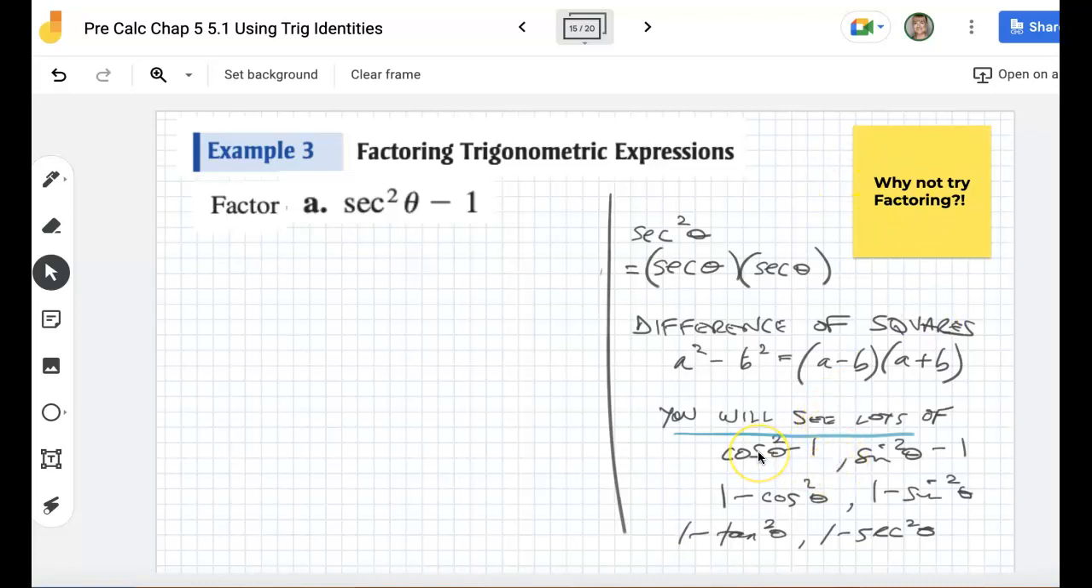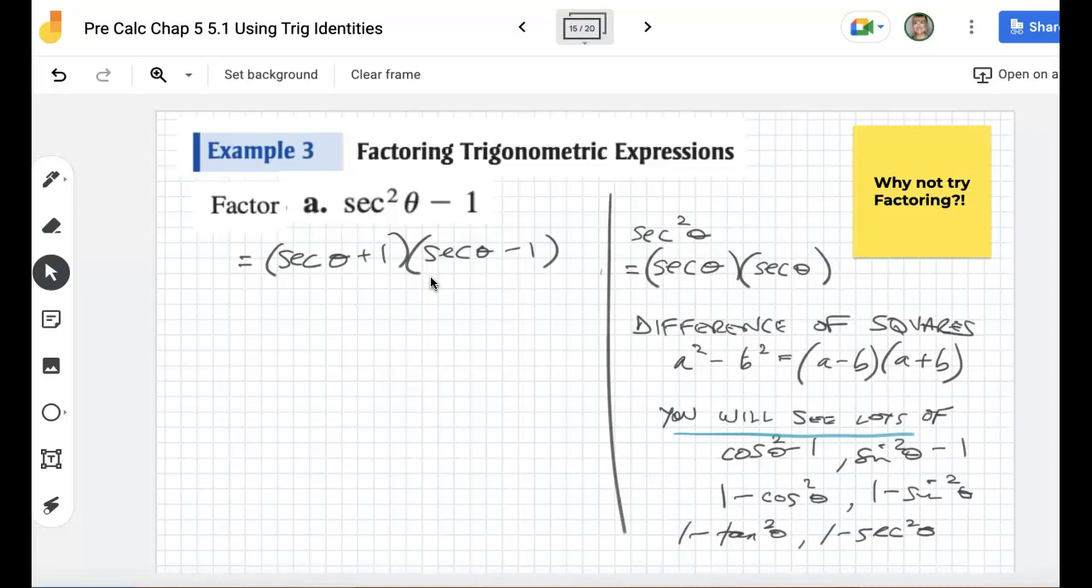You will see a lot of cosine squared theta minus 1, sine squared theta minus 1, 1 minus cosine squared theta, or 1 minus sine squared theta, or 1 minus tangent squared theta. And in each of those cases, you need to be able to factor using difference of squares. The factoring of difference of squares follows a very straightforward and easy to follow pattern, even more so with these trig ones, because the number 1 is involved so much. You're going to have a plus or a minus 1, and you're going to have, if you want to call it, the square root of secant squared theta. It's just a secant theta times a secant theta. That's it. That's one that you have finished, I would think. And then we'll move on to our second type of factoring.